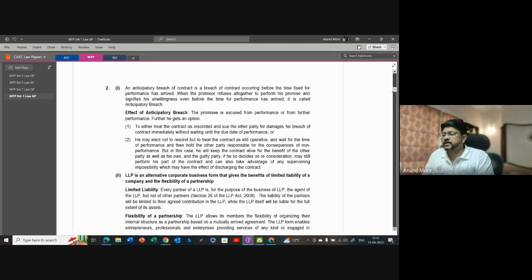Next is the effect of anticipatory breach, either to treat the contract immediately rescinded and sue the other party for damages for the breach of contract immediately without waiting until the due date for performance has arrived. And the last one, may elect not to rescind but to continue. Then the other party gets the benefit of supervening impossibility. These are the points which I have already discussed.